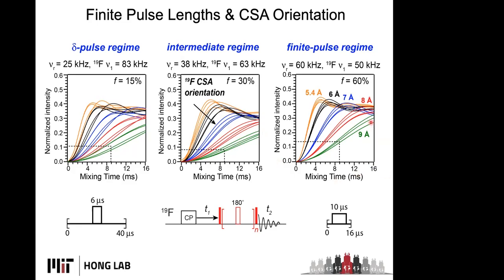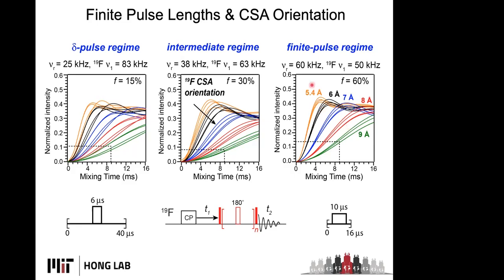The best thing is if you go to the finite pulse regime, where you're spinning pretty fast and you don't do a hard pulse, you do a soft-ish pulse, even if it occupies 60% of your rotor period, because in this regime, the distance-dependent buildup curves are well separated. CSA tensor makes very little difference, and you can kind of intuitively understand that, because if you're spinning fast enough, you don't really care very much about the CSA. The anisotropy doesn't make all that much difference.